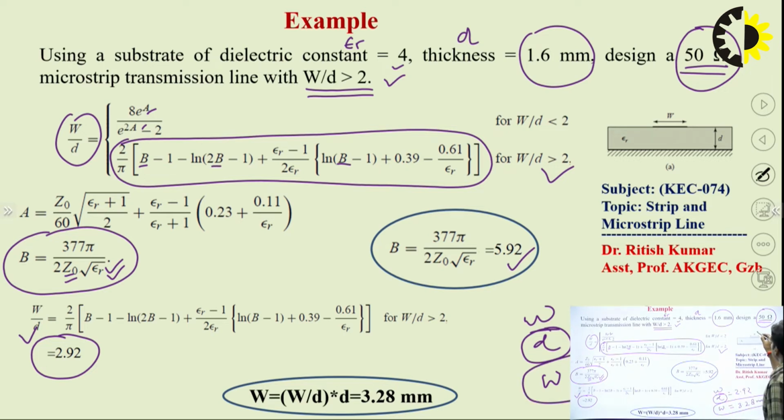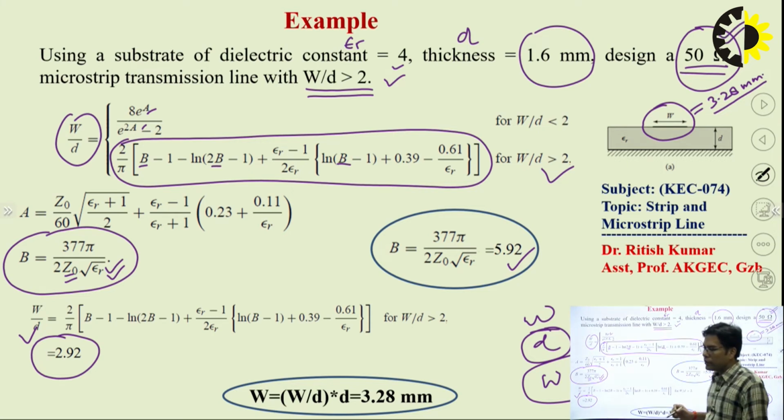So this width for the 50 ohm should be equal to 3.28 mm. This is the designing parameter of this microstrip line. If you design W is equal to 3.28 mm, you will have the characteristic impedance of the microstrip line as 50 ohm.